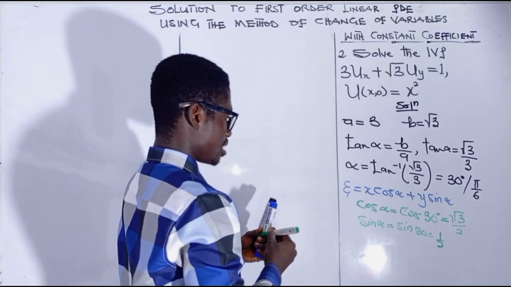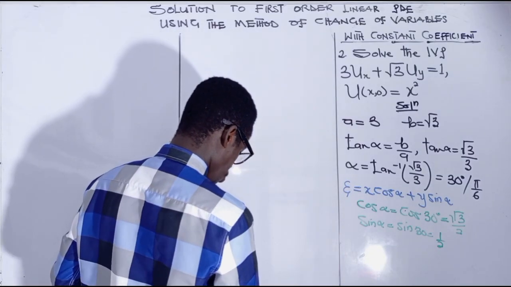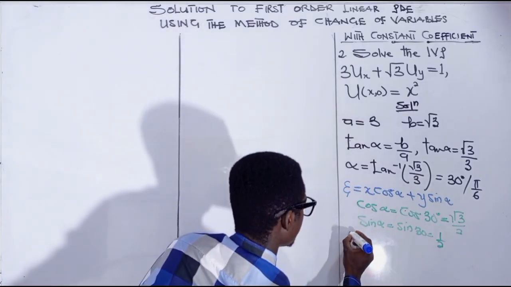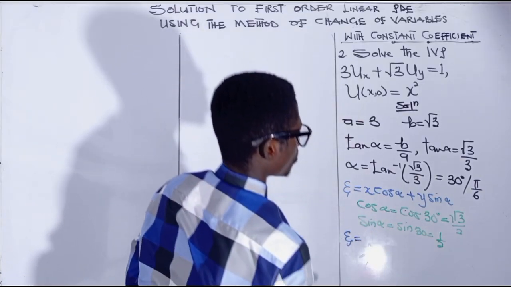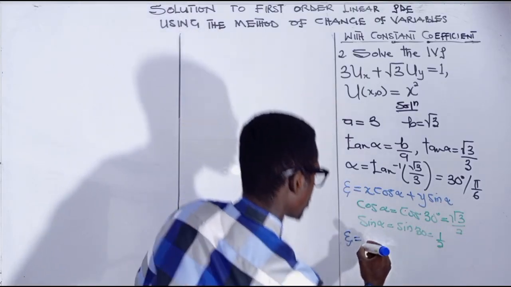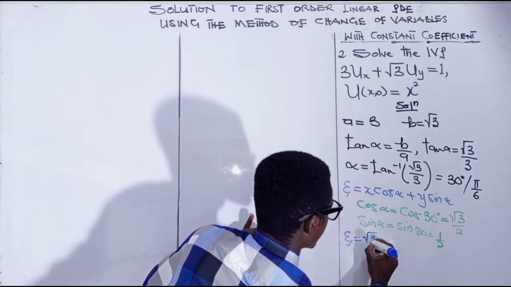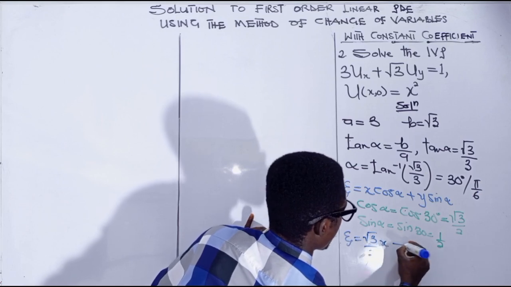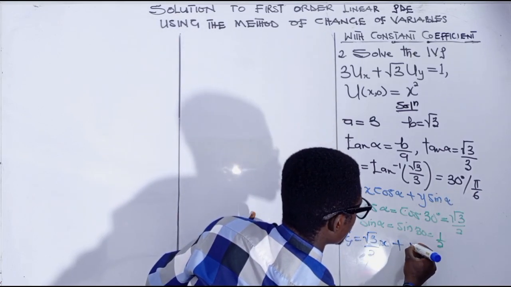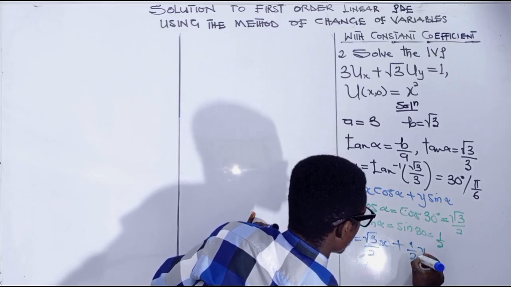Now once you have this, we are just going to plug it into our xi. We know that xi is x cos alpha, and cos alpha is root 3 over 2. So we have root 3 over 2 x, plus sin alpha, which is 1 over 2, so we have 1 over 2 y.